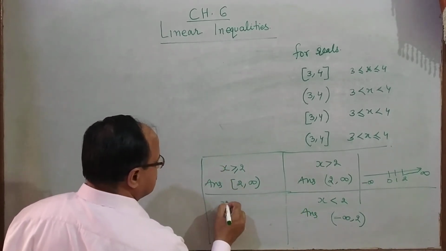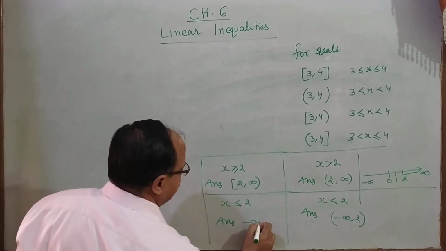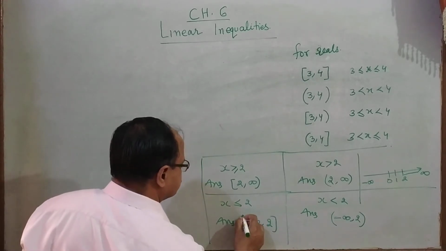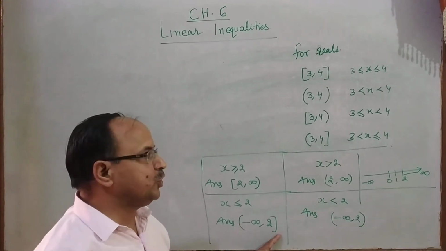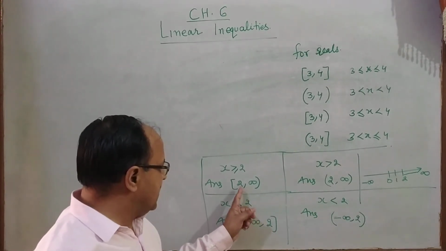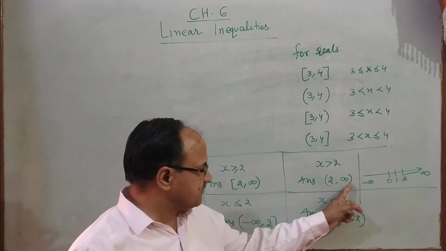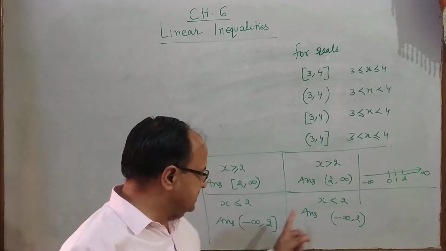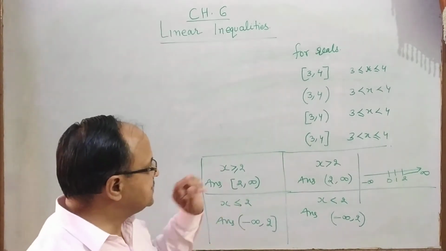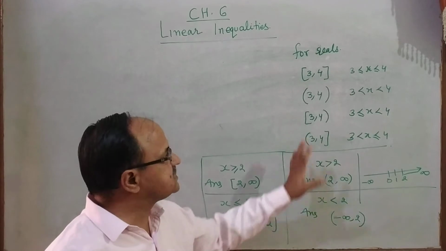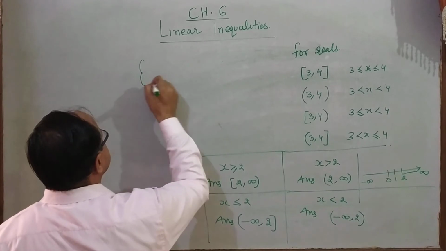If your solution is x less than or equal to 2, then you have to write minus infinity to 2. Correct? This square bracket means 2 is included, and here 2 is not included in the open bracket. For infinity, plus infinity or minus infinity, we always use an open bracket. Clear? This complete solution we use for the real solution. Otherwise we use this type of bracket.